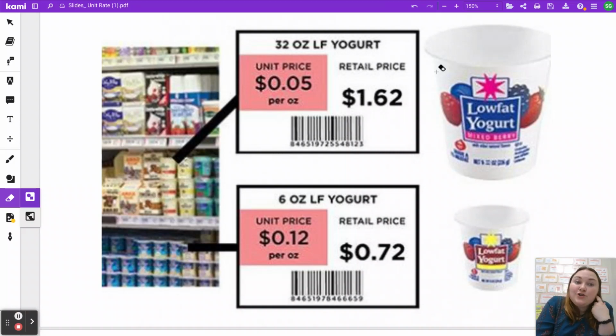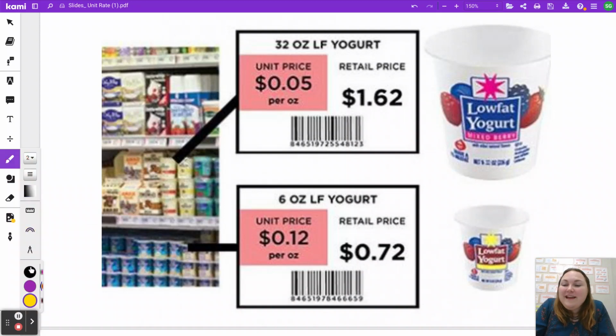This larger yogurt here, yes, it costs more, but if you break it down, each ounce of that yogurt costs 5 cents. Means you're paying 5 cents for every ounce of yogurt in that large container. And with the smaller one, yeah, it costs less, but you're paying more money for the same amount of food. You're paying 12 cents for each ounce of yogurt.